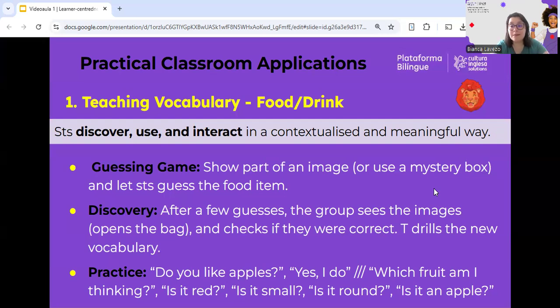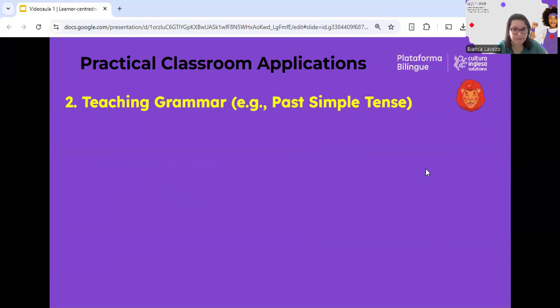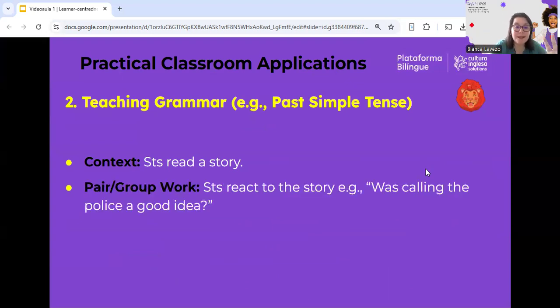Let's say you're teaching something else, you're teaching grammar, the past simple tense. Here's a suggestion. The context is students read a story. Of course, you tell them the context. Let's read a story about two people who went traveling. Da, da, da. Okay, this is the story. Then there is pair work or trios. They react to the story.